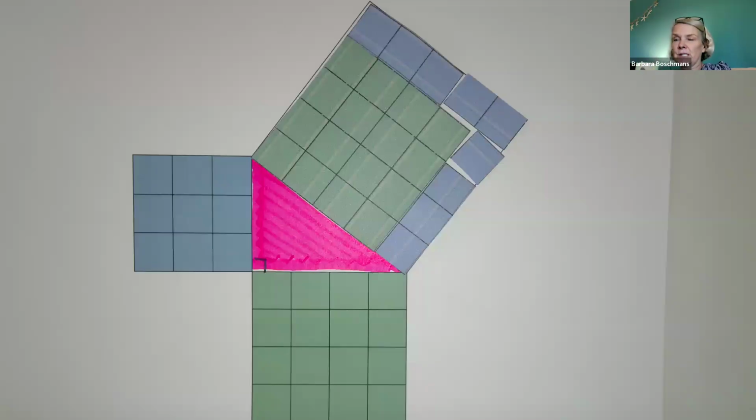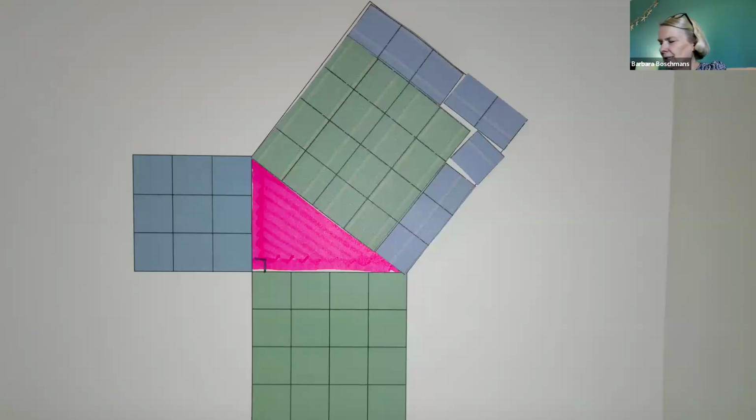So what does this show us? Well, it shows us that the 2 squares, the blue one and the green one, if we add those together, we can fill in the area of the 3rd square along the hypotenuse.